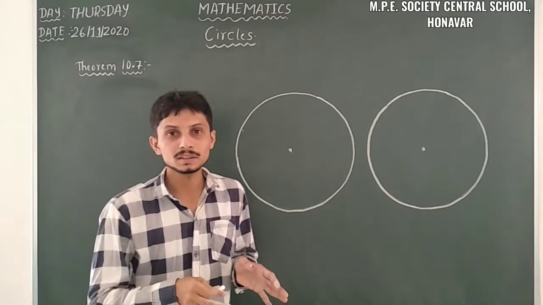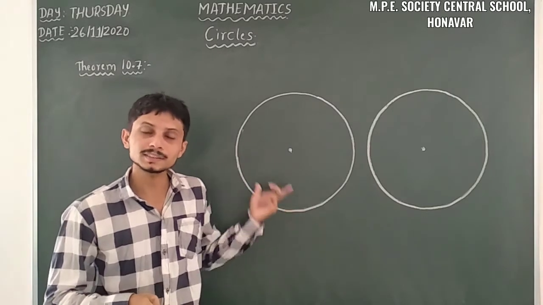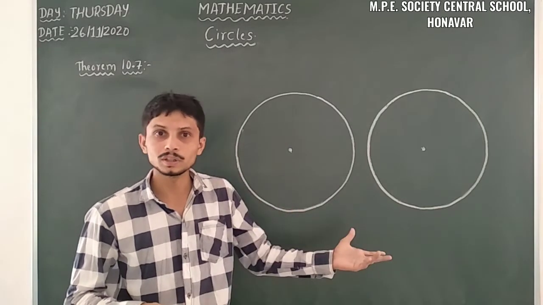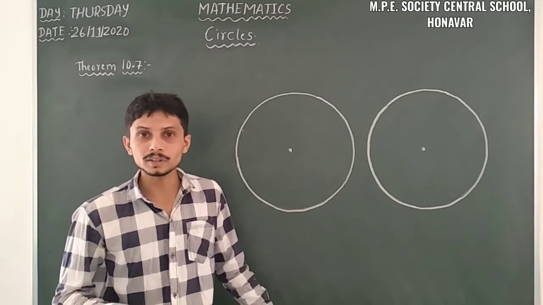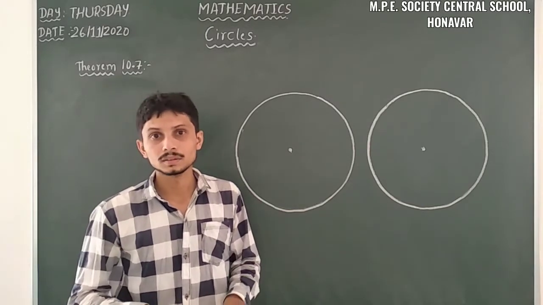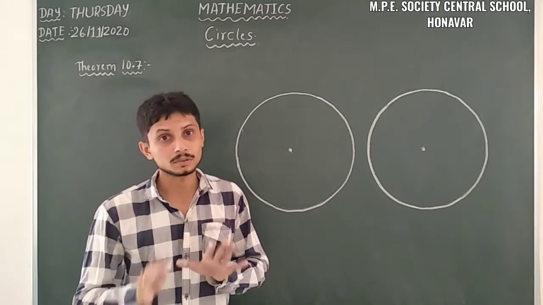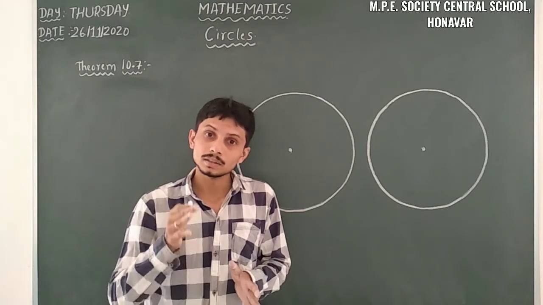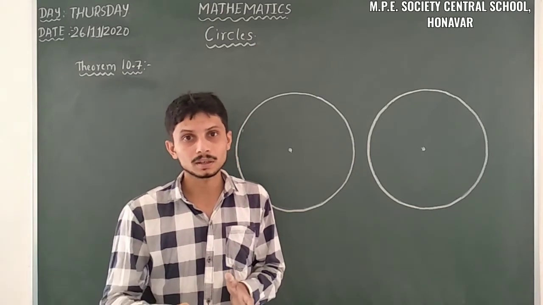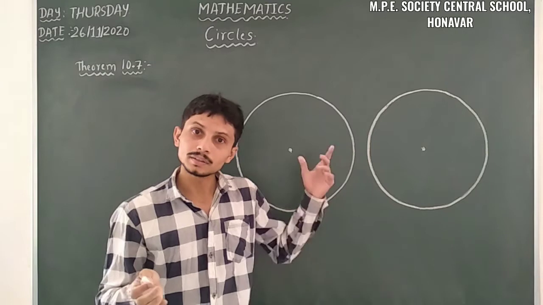There we used equal chords first, then proved that the perpendicular distances are equal. Here we have to take chords equidistant from the center of the circle. We are not taking equal chords, but chords equidistant from the center of the circle are equal in length. So those chords are equal.